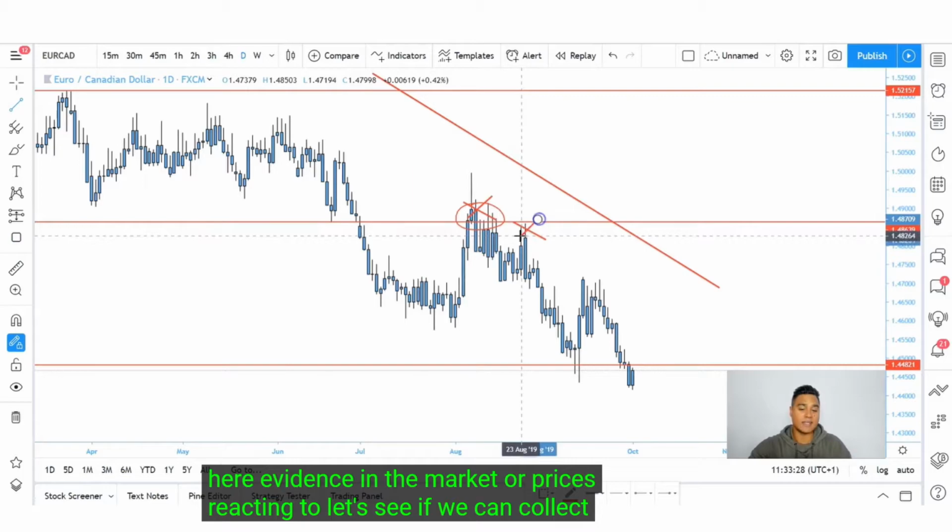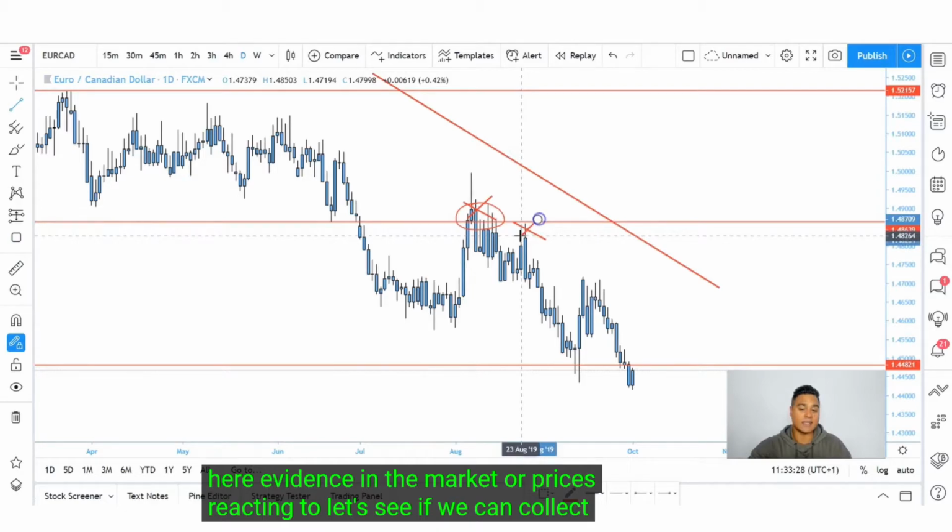First confluence, as you can see here, we have our bearish structure. Secondly, as you see here, we have our major key level. Thirdly, we have a level in the market where price is reacting. And then finally, we have price leaving structure and coming back.